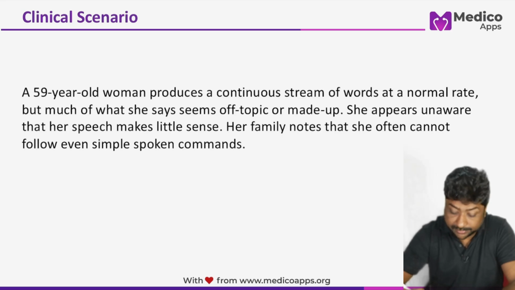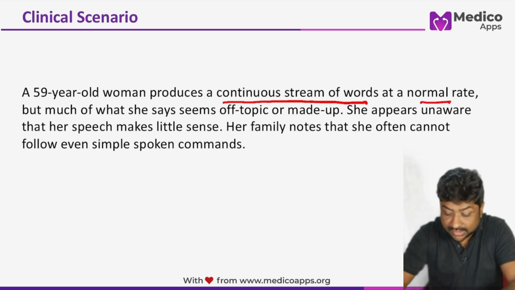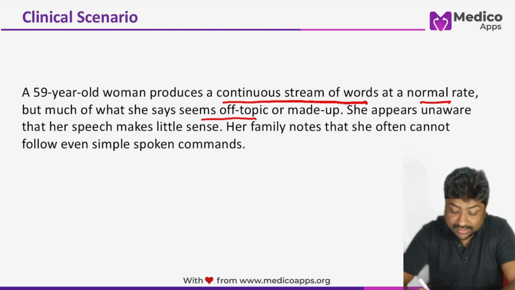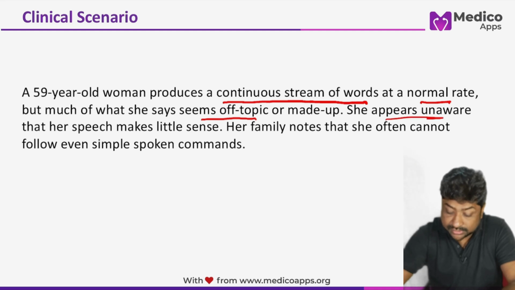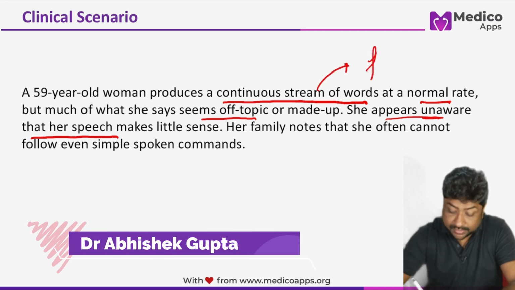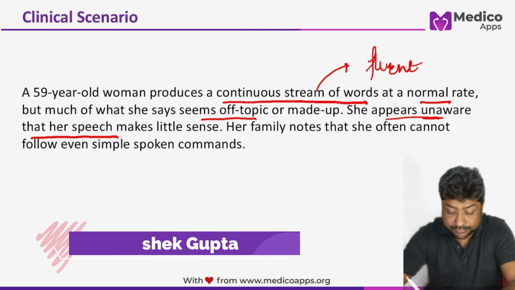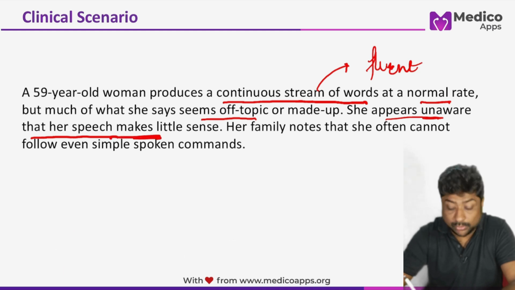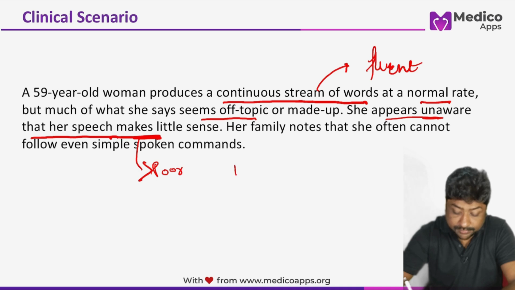A 59-year-old woman produces a continuous stream of words at normal rate. Much of what she says seems off topic or made up. She appears unaware that her speech makes little sense. So she is making a continuous stream of words. So this is a fluent aphasia. But her understanding is poor.